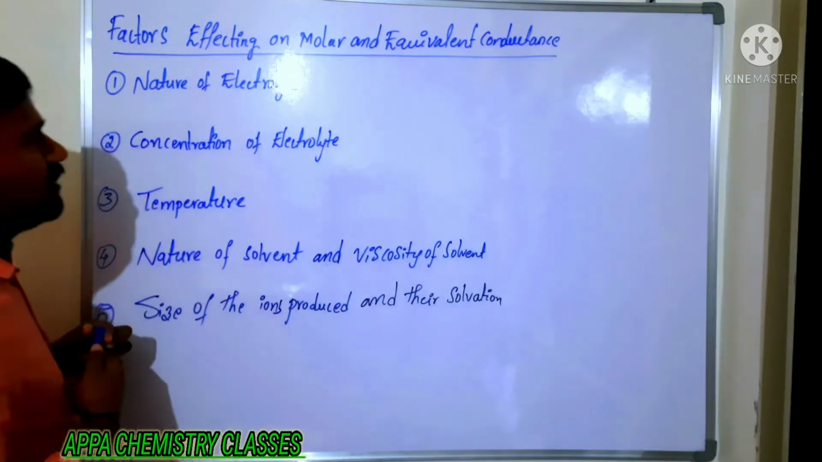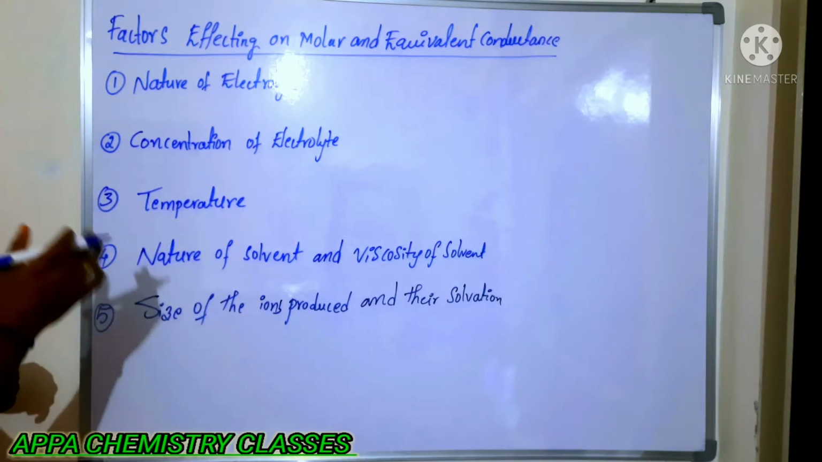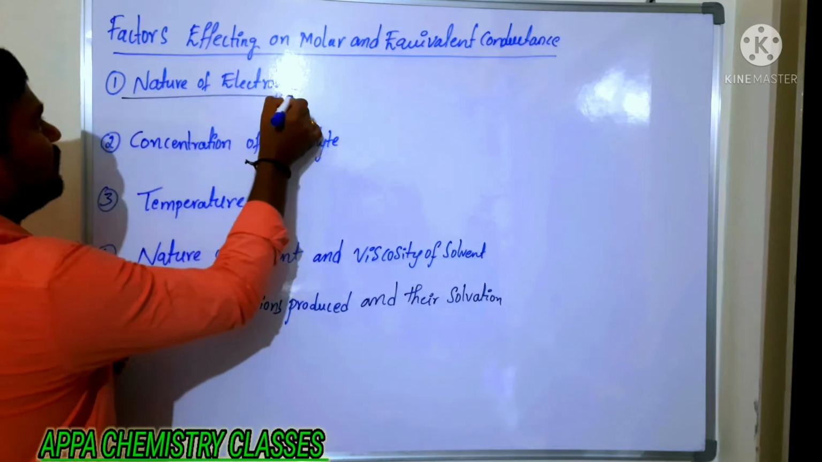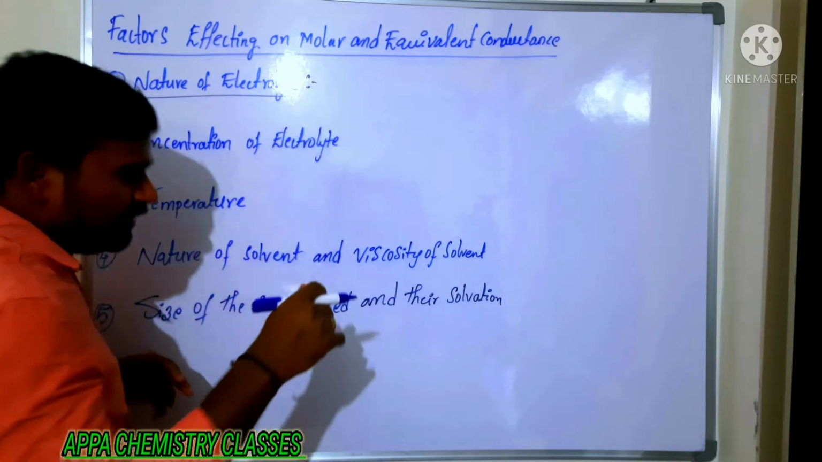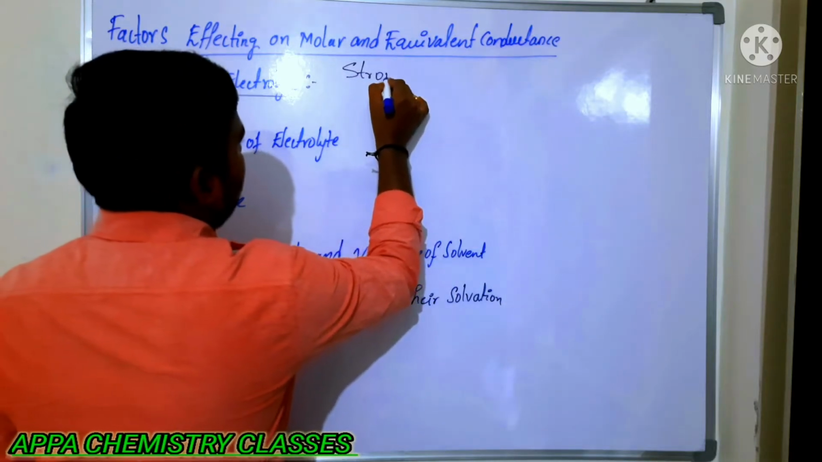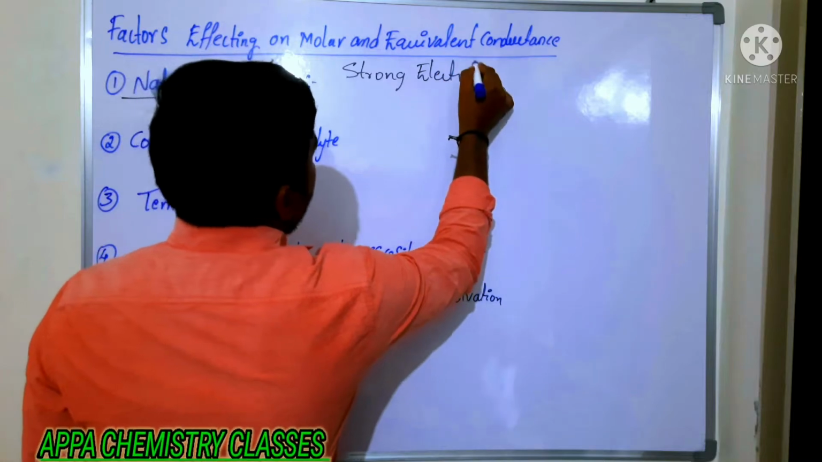Now, these are the major factors which mainly affect the molar and equivalent conductance. What are those? First, nature of electrolyte. We have different types of electrolytes: strong electrolytes and weak electrolytes. So what are strong electrolytes here?